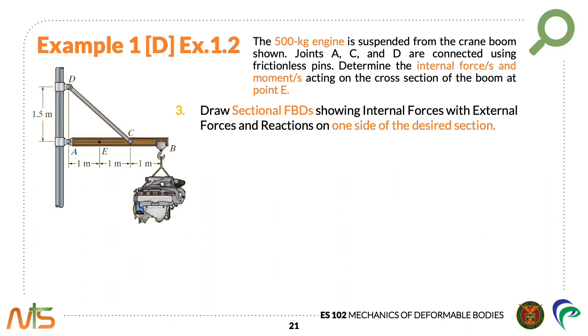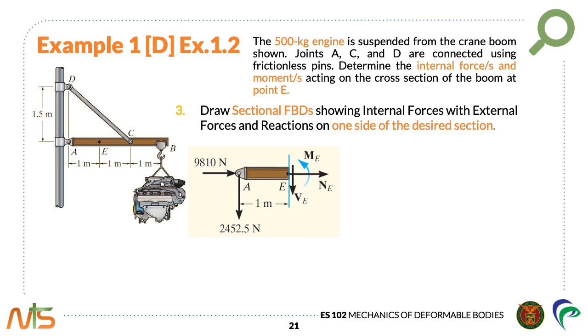Next is to draw a sectional FBD of the segment chosen. So this is done by passing an imaginary section through the member, perpendicular to its axis at the point where the internal loadings are to be determined. So in this example, segment AE is chosen. The free body diagram of segment AE is shown in the figure. As you can see, the internal forces are now exposed.